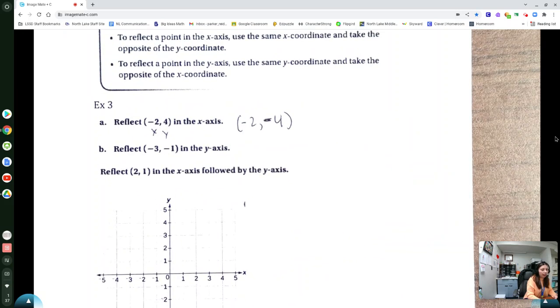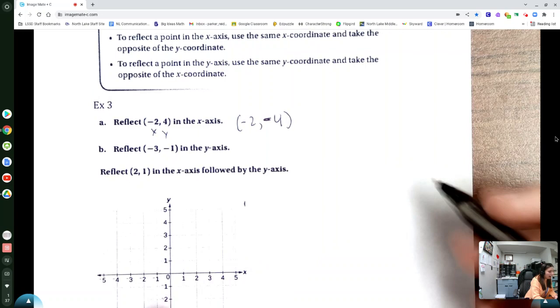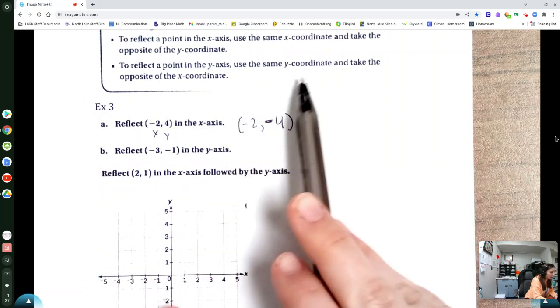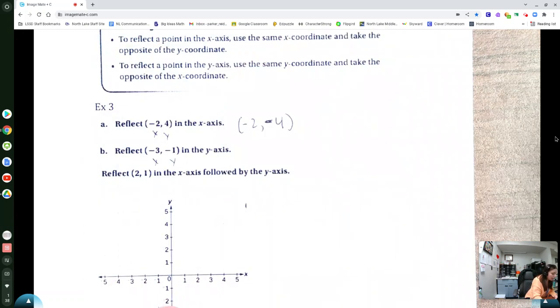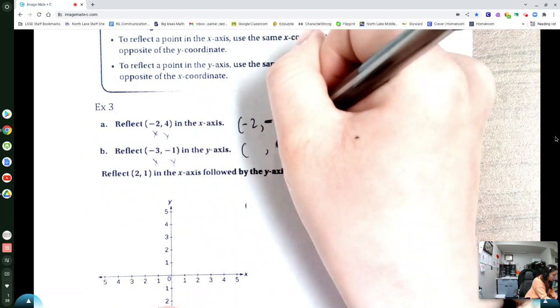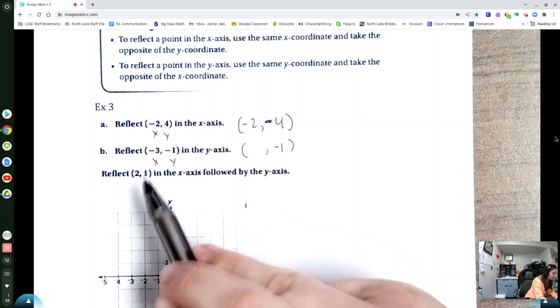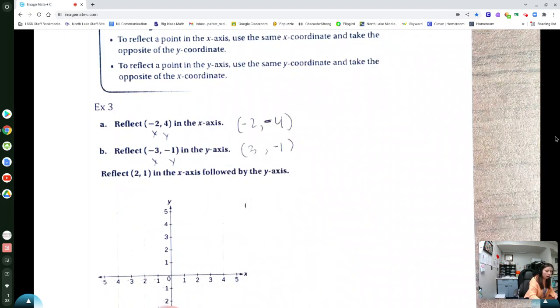Next one, I'm going to reflect negative 3, negative 1 in the y-axis. Remember, it says in the y-axis, use the same y-coordinate and take the opposite of the x-coordinate. So y is going to stay negative 1, but the x is going to take the opposite. We'll do 3, comma, negative 1.